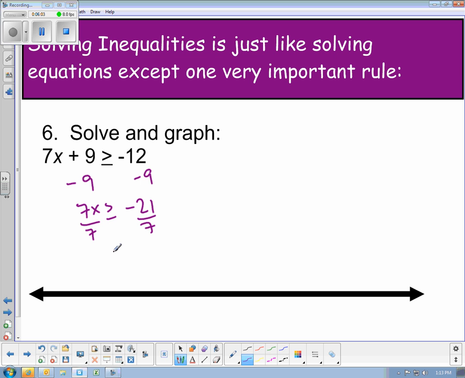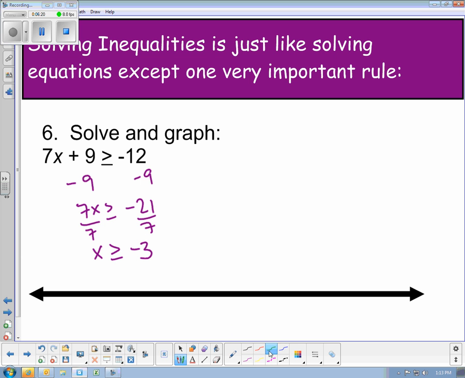And remember, you always have to take a look at what you're dividing by. In this case, I'm dividing by a positive again. I started with a negative, but that's not what I'm actually dividing by. I'm dividing by positive 7, so my inequality symbol stays the same. So I have x is greater than or equal to negative 3.